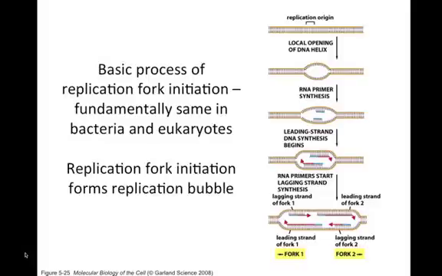Okay? Yes? So bubble is the whole thing? Yep, so in bacteria you'll have one replication bubble with two replication forks, and in eukaryotic cells you'll have lots of replication bubbles. And it depends on how many origins you have. Yes? How do the primers get removed? We will get there. Oh, we will get there.